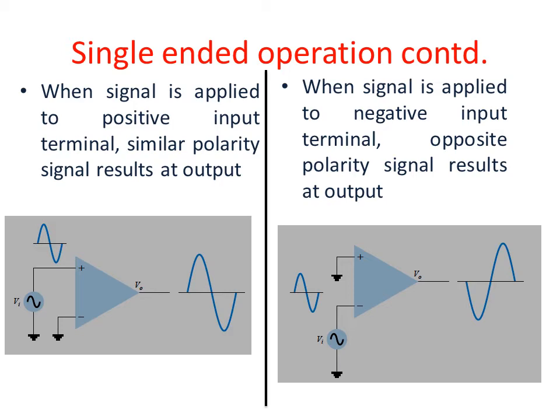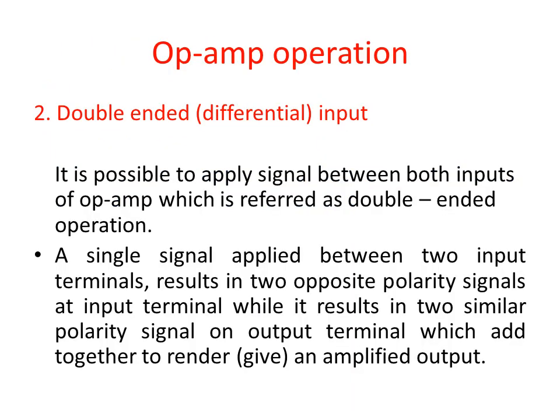Now let us see the other type of working. In the case of an operational amplifier, it is not necessary to always apply a ground on one of the input terminals and then apply the signal on the other terminal.